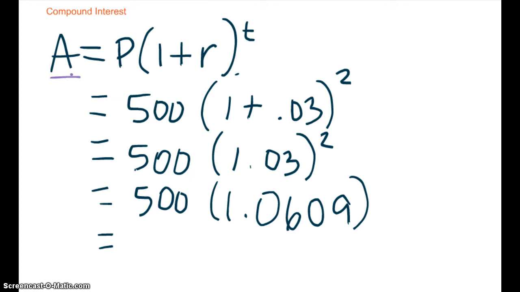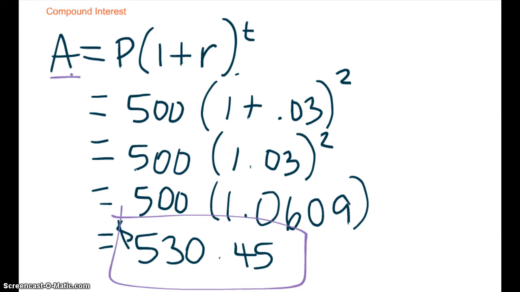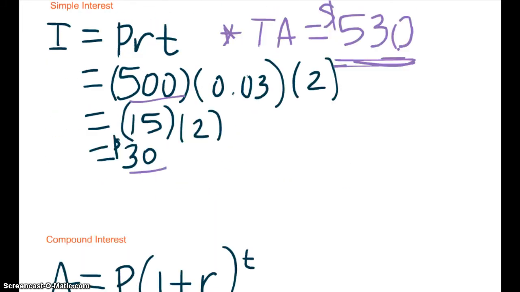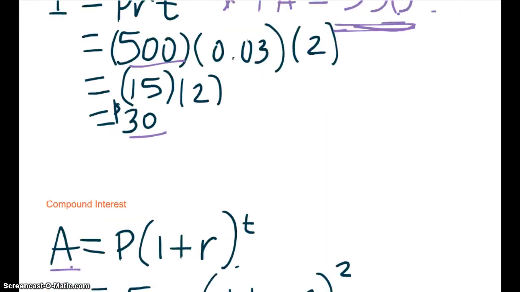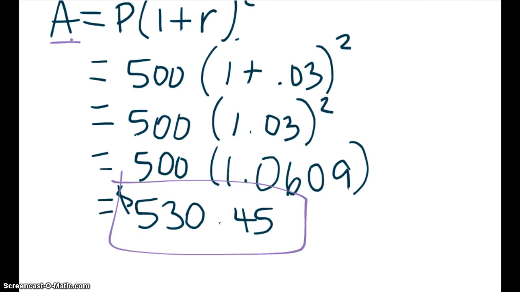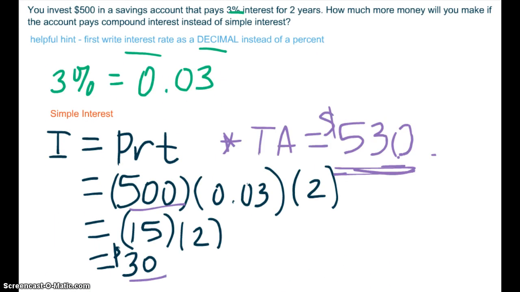So do that out to the side, and you get $530.45. So your total for compound interest is $530.45, and your total for simple was $530. So how much more are you going to make? You're going to make 45 cents more. So 45 cents more with compound interest.